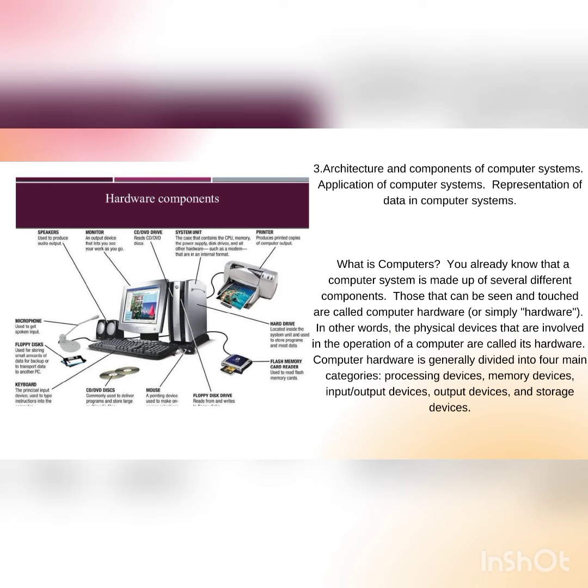Third, architecture and components of computer systems, application of computer systems, and representation of data in computer systems. What are computers? You already know that a computer system is made up of several different components. Those that can be seen and touched are called computer hardware or simply hardware. In other words, the physical devices that are involved in the operation of a computer are called its hardware. Computer hardware is generally divided into four main categories: processing devices, memory devices, input and output devices, and storage devices.